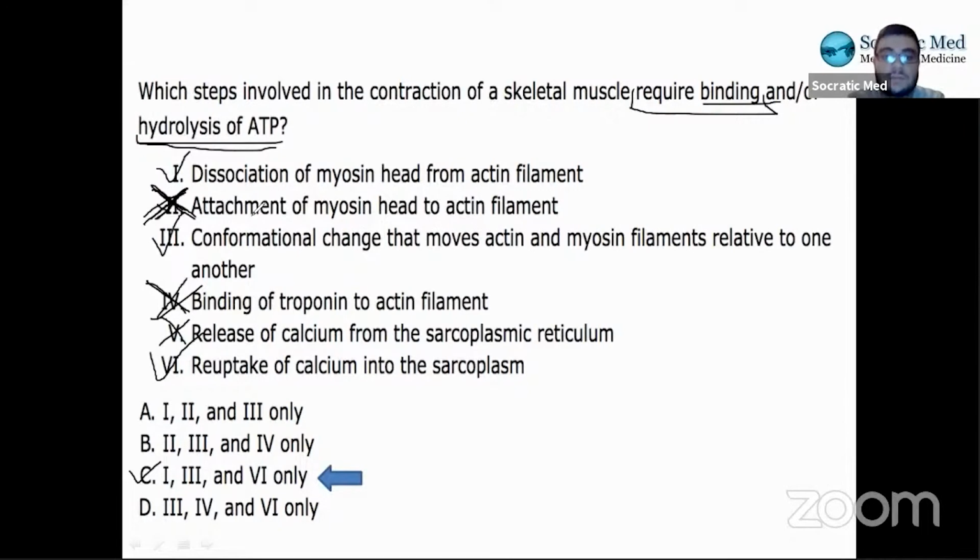4, binding of troponin to actin filament. The troponin binds to actin through tropomyosin. However, that doesn't require ATP. That requires calcium to be present, right? You need calcium, not ATP. And 5, release of calcium from the SR. Again, that doesn't need ATP. That does occur for initiation, but it doesn't need ATP. It needs an action potential, which is voltage, or like an electrical source.